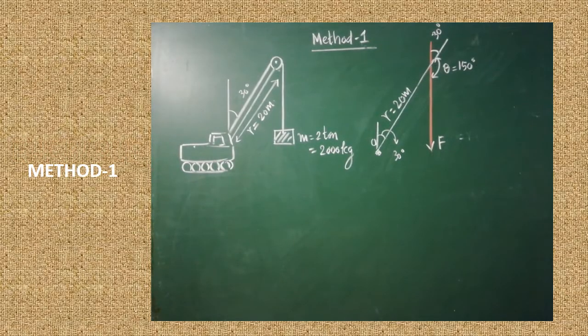Now we are going to solve problem number 5.9, which is given on page number 220 in volume 1. Look at the diagram. In this diagram, one crane picture is given. You know the purpose of using cranes. With the help of cranes, we are able to displace or lift heavy objects.